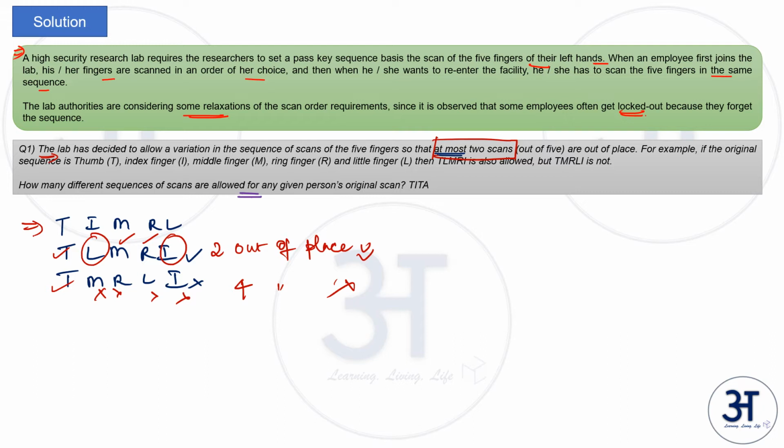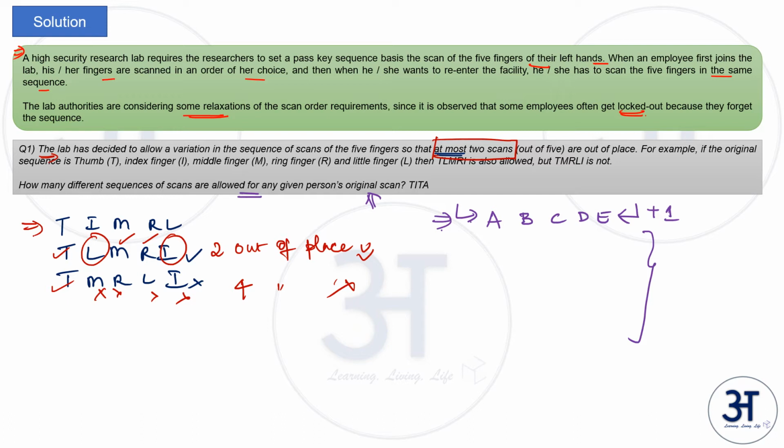So what they are saying is there is an original scan and how many different sequences of scans are allowed for that scan. So before answering this question, please understand that they are saying, say the scan is A, B, C, D, E. So I'm more comfortable with taking A, B, C, D, E, so I'll take them instead of T, I, M, R, L because it is immaterial whatever you take. So here they are saying if this is the original scan, then how many sequences are allowed? So that means you have to calculate all other possible sequences and also include this one. So please understand this and get it very clear before answering the question.